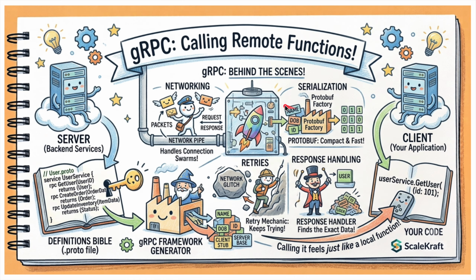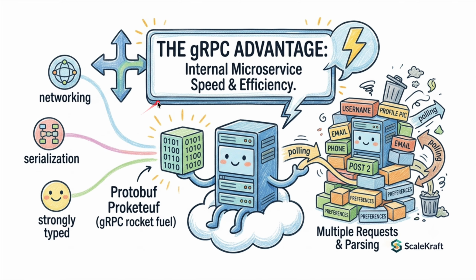So, instead of calling one endpoint, you define a function in a proto file, something like get user, create order, update inventory. And the gRPC framework automatically generates client and server code. Then for your application, calling a remote server almost feels like calling a normal local function. So it takes care of networking, serialization, retries, response handling, everything behind the scenes.